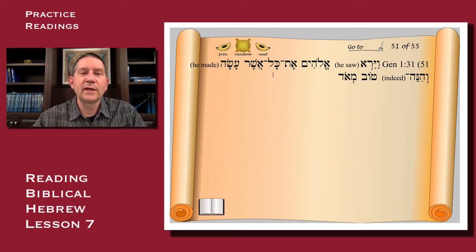Vayar Elohim et kol asher asa, v'hinei tov me'od. So he saw, who is the he, Elohim, God saw, et marks the direct object. He saw everything which he made or he had made. You should actually know the meaning of asa by now. V'hinei, and indeed, tov me'od, good, very. And to make that smooth English, we'll add a subject. It was very good.